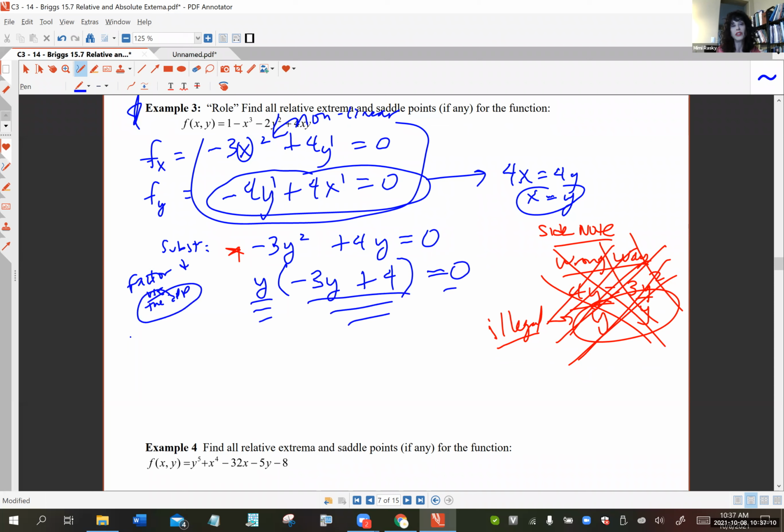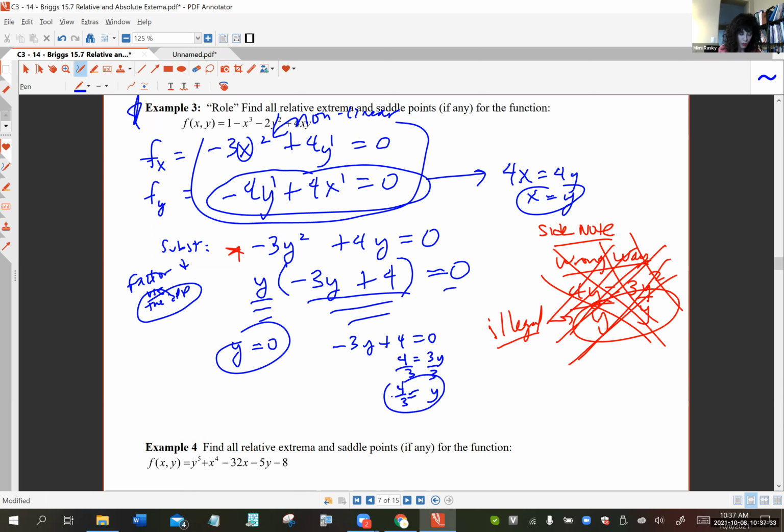And that's exactly where the ZPP, the zero product property, comes into play. It basically says if something times something equals 0, then you can individually set the factors equal to 0 and solve those. Now this one's already solved, and that in fact is one of our y coordinates. If we add 3y to both sides and then divide both sides by 3, we get y is equal to 4/3. Now you got to finish it up.